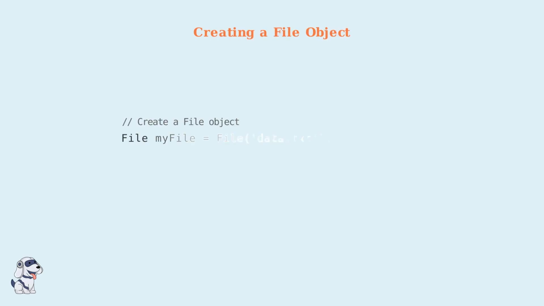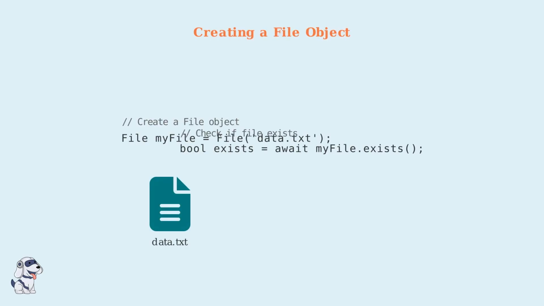Creating a File object is straightforward. We simply pass the file path to the File constructor. We can then check if the file exists using the exists method, which returns a Future<bool>.